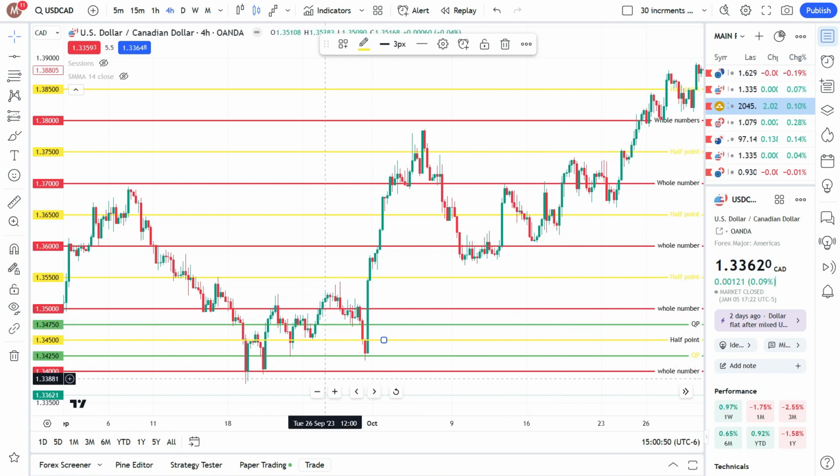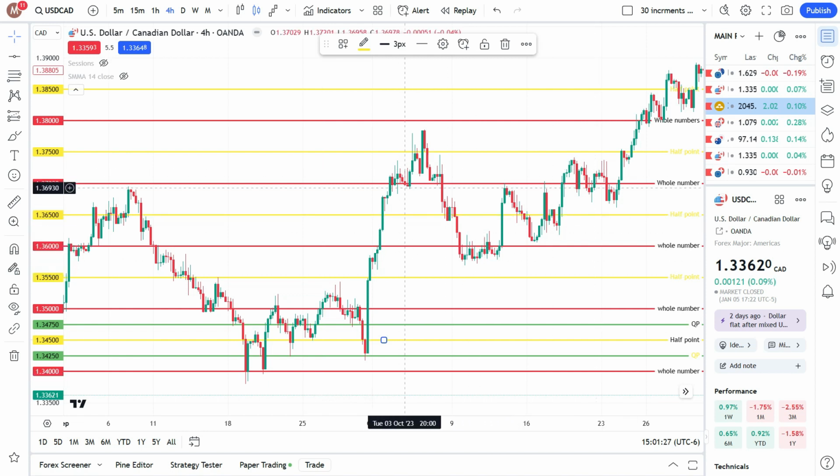Again, the only thing that I use is the whole numbers and the half points because they have the best reactions, and I feel like playing in between with the 250s and 750 areas is not really worth it for me. So my suggestion would be to just focus on whole numbers and the half points, like your 134 and then your 134.500. Whatever chart you're trading, just focus on the half points and whole numbers.